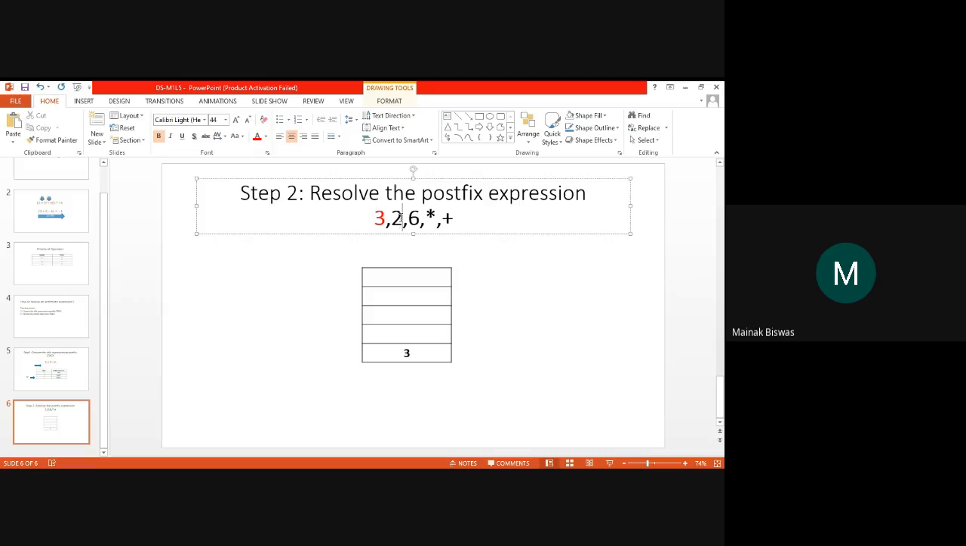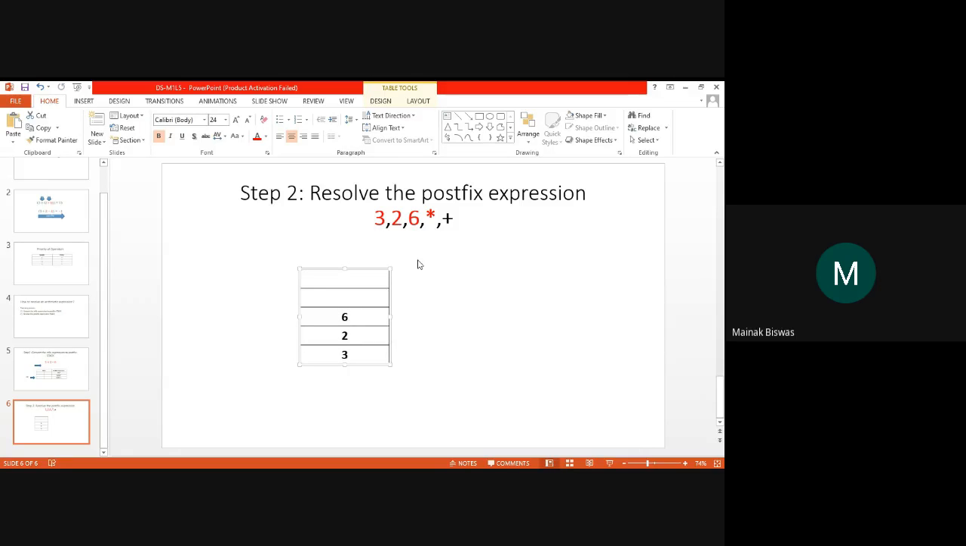Then what do we get? 2. Push the operand. 2 is pushed. Now then what operand do we get? 6. Push the operand. Now whenever it gets an operator, in this case multiplication, it will do 2 pops. Pop means what it will do? It will pop 6. 2 pops it will do.